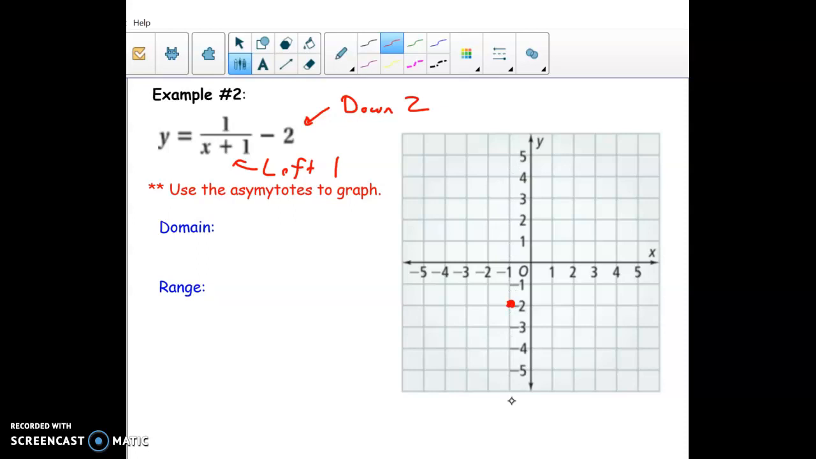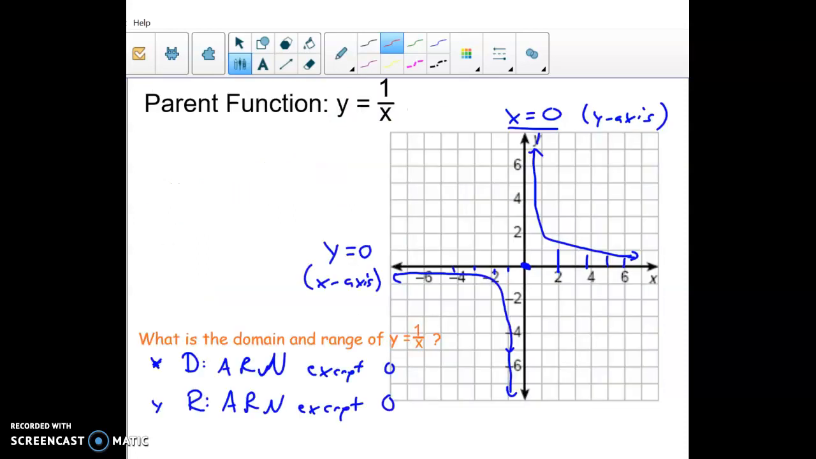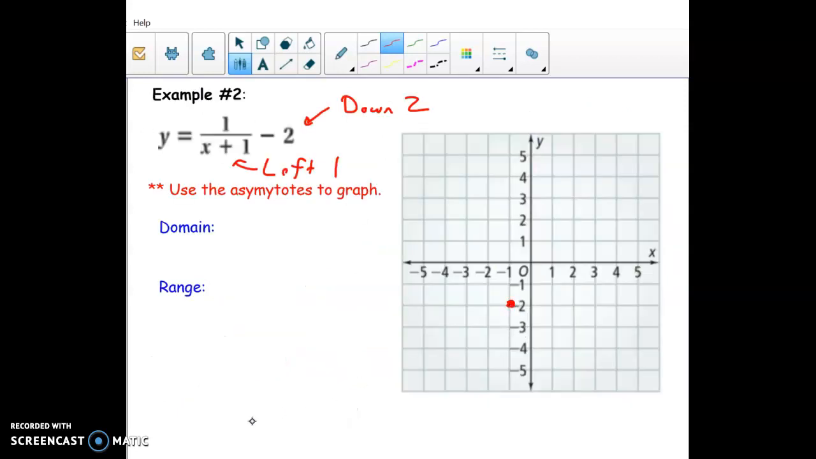So I'm going to go down 2, left 1, and this is going to be the new center of the graph. And I'm just going to draw 2 asymptotes because it's going to look just like this, except the asymptotes aren't the x and y axis anymore. We're going to draw them in centered on that point right there. So I just draw a big plus symbol there, and then my vertical asymptote is an x equals line, and it's crossing -1, so it's x equals -1. The horizontal one is a y equals line, and it's y equals -2.